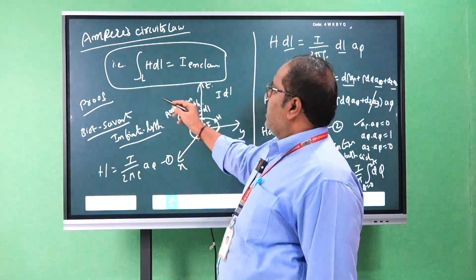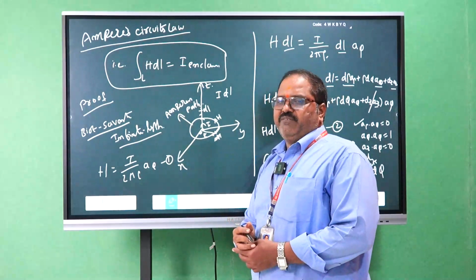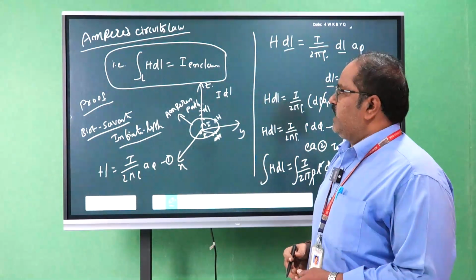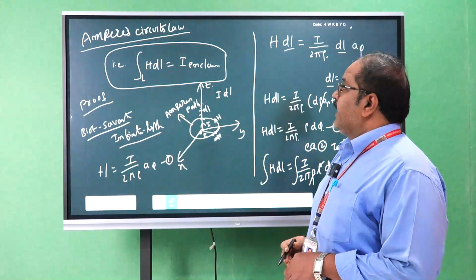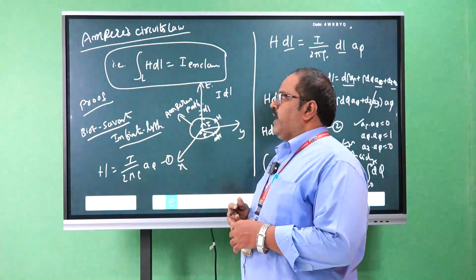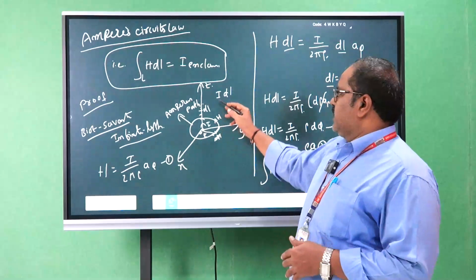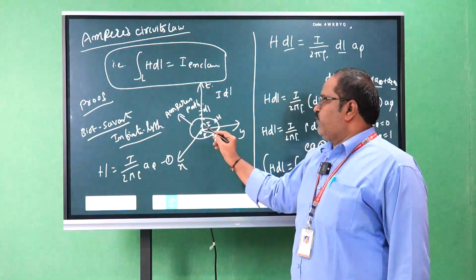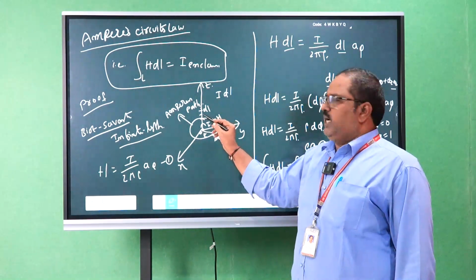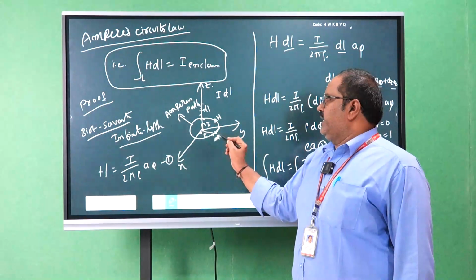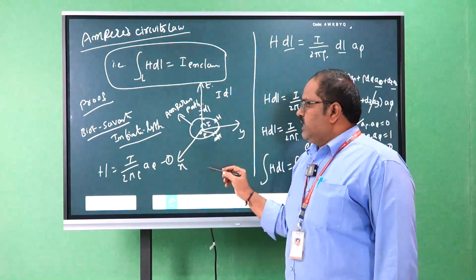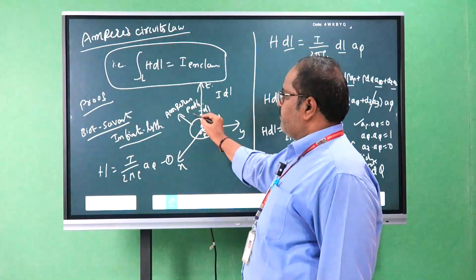What is Ampere's circuital law? The statement of Ampere's circuital law: the line integral of magnetic field intensity H dot dl is equal to I enclosed. But what is the proof of this law? Consider a circle, with the current I flowing along the z direction and the element dl. There is a magnetic path line in a circle, which is nothing but the Amperean path.